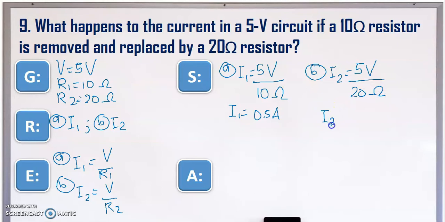The value of the final current as computed is 0.25 amperes. By comparing the initial and the final currents, we can say that the final current is half of the initial current.